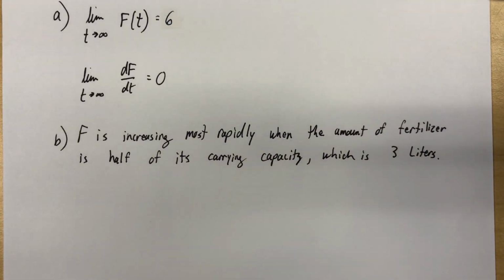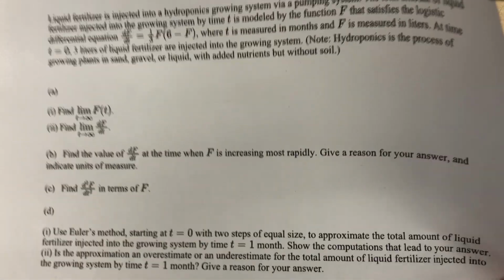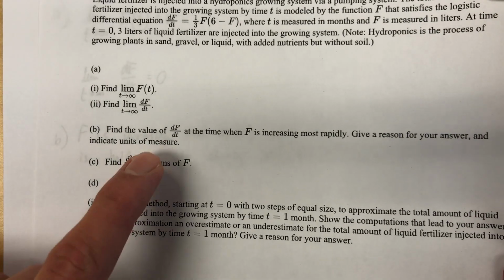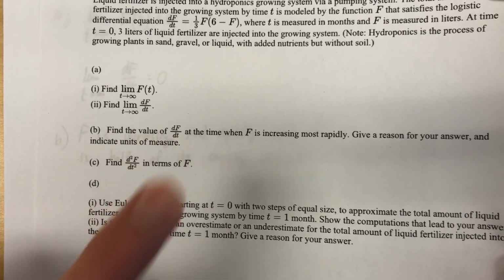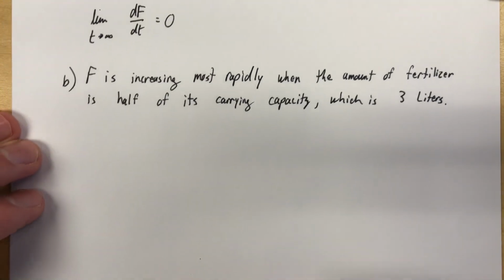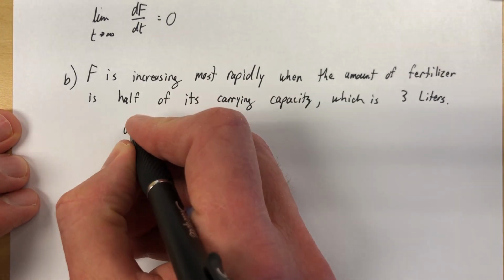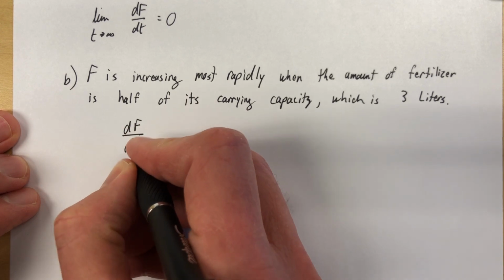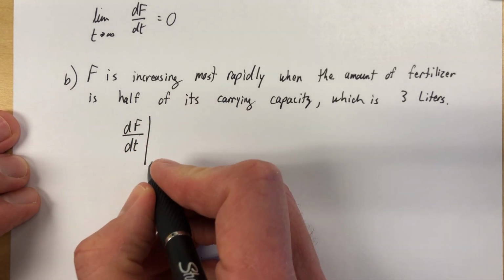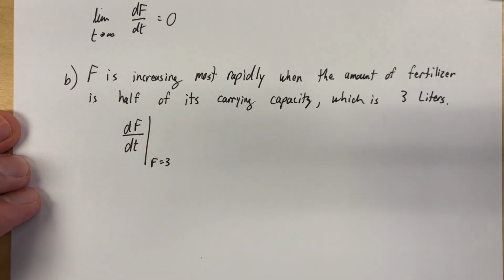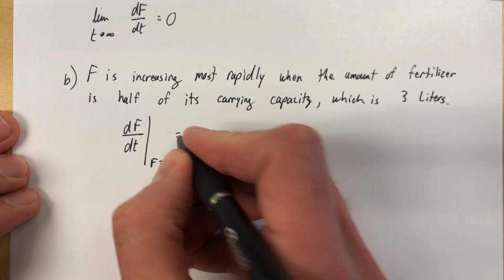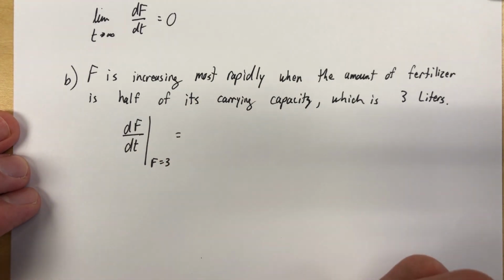We've actually already given a reason for an answer that we haven't even stated. It said give a reason for your answer and indicate units of measure, but I still need to find the value of the derivative at that time. So we are going to find the value of the derivative when F equals 3, not when T equals 3. Actually, T equals 0 because they told us that.